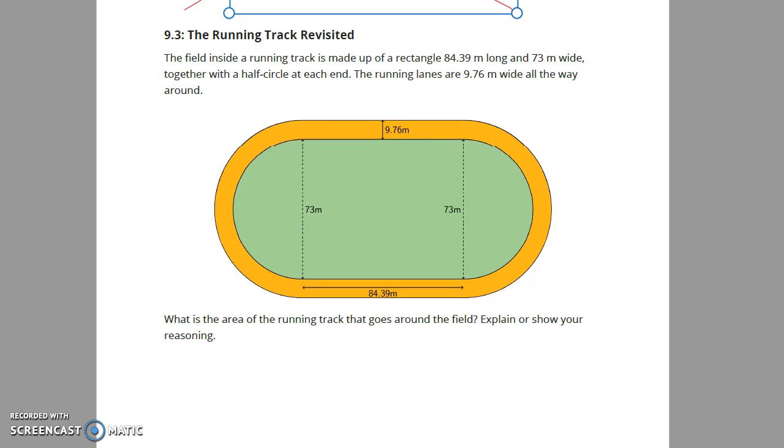All right, so for 9.3, this is the running track revisited. We have already done this. That means we should have a pretty good chance at it. So please find the area of the running track that goes around the field. This is one step farther than what we have done before. Please attempt to use the information we already know.